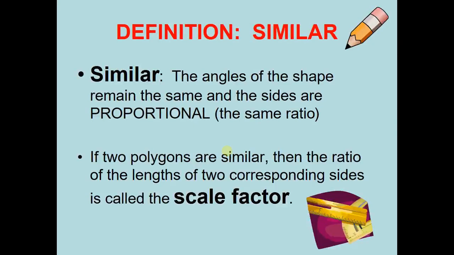So let's talk about the definition of similarity in the math world. If two shapes are similar, we know that the angles of the shape are going to remain the same. So if I have a 30-degree angle, a shape that's similar to that shape will also have a 30-degree angle in there. And your sides are proportional, meaning they have the same ratio to one another. If two polygons are similar, then the ratio of the lengths of the corresponding sides is called a scale factor. And usually to see if things are similar, we find the scale factor first.